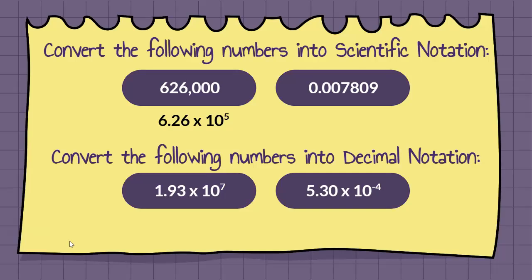Our next example, 0.007809, in scientific notation would be 7.809 times 10 to the power of negative 3. So we need to move that decimal until it's behind the 7, which means we move the decimal 3 times. Notice that in this example, the in-between zeros also get written. So every number that is significant needs to be written when we turn things into scientific notation.